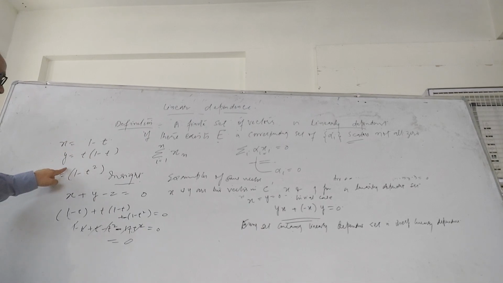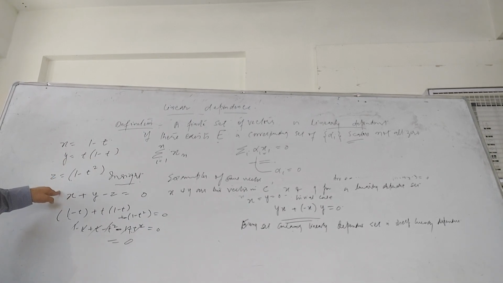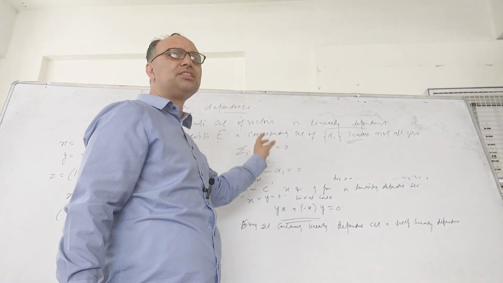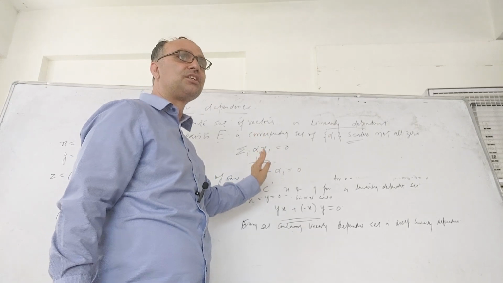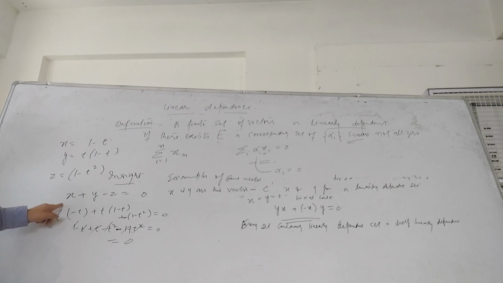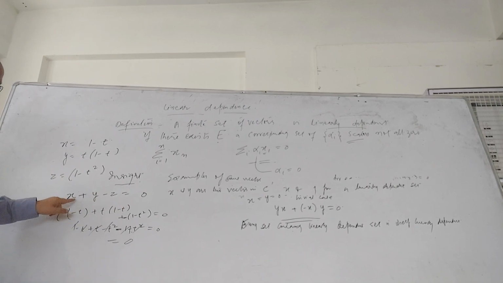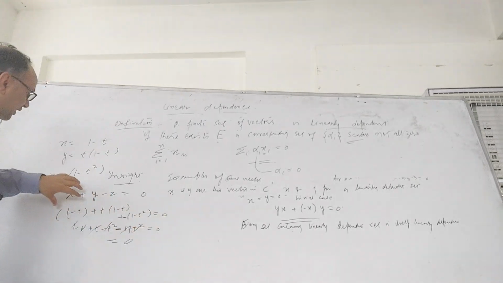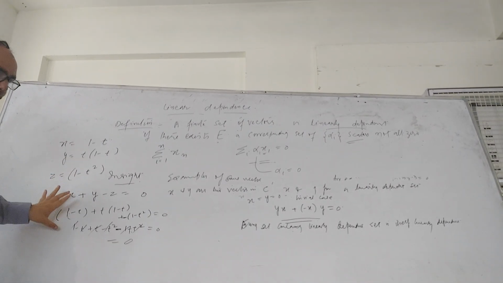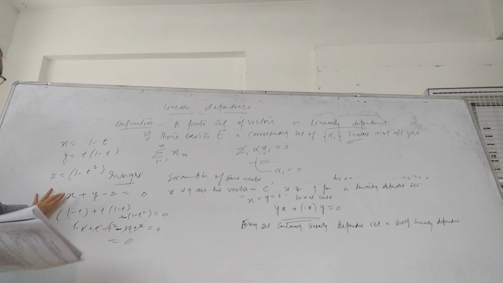But the scalars are not explicitly 0. If the scalars are 0, the combination is 0, which is a trivial case. The non-trivial case is that even if we have constructed a certain equation of this form, and it is still 0, it's not necessarily true that these individual scalars are also 0. So this is the case of linear dependence.